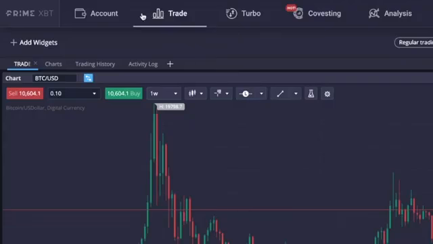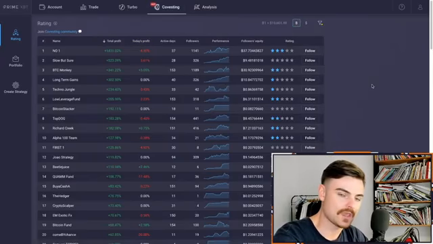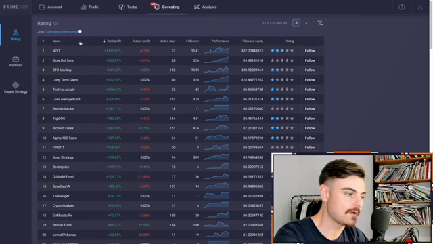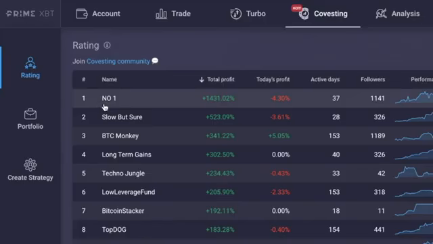But as you can see at the top, guys, you've got account, trade, turbo, and copy vesting. Sorry, Co-Vesting. So let's check this out, guys. You click on this, and this is the product they offer inside Prime XBT. Now, really simple. You don't have to be a rocket scientist to understand how this works, guys. So there's a guy here, and this is a trader. He's called Number One.